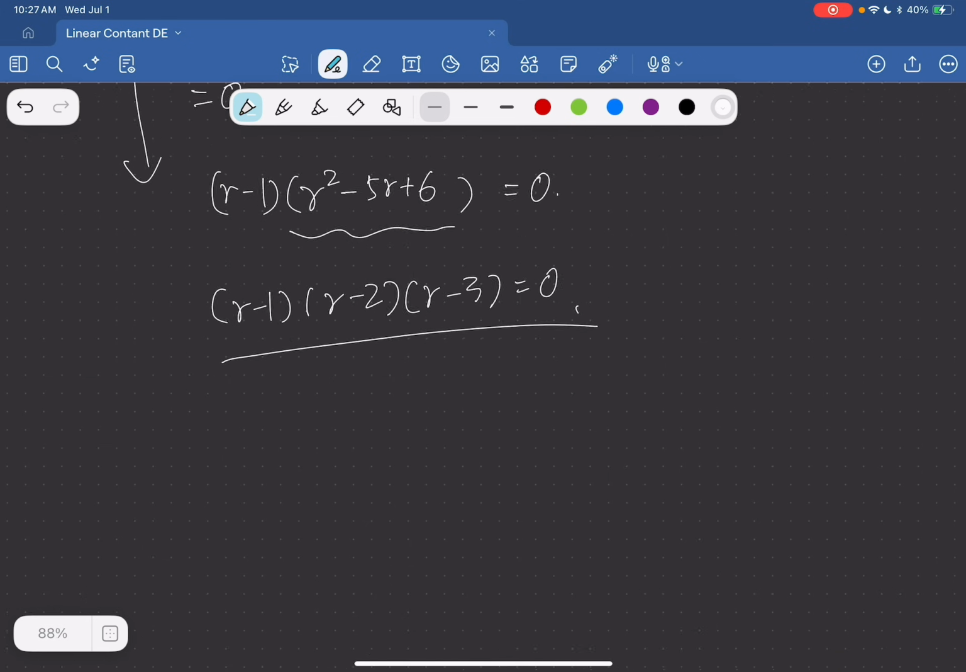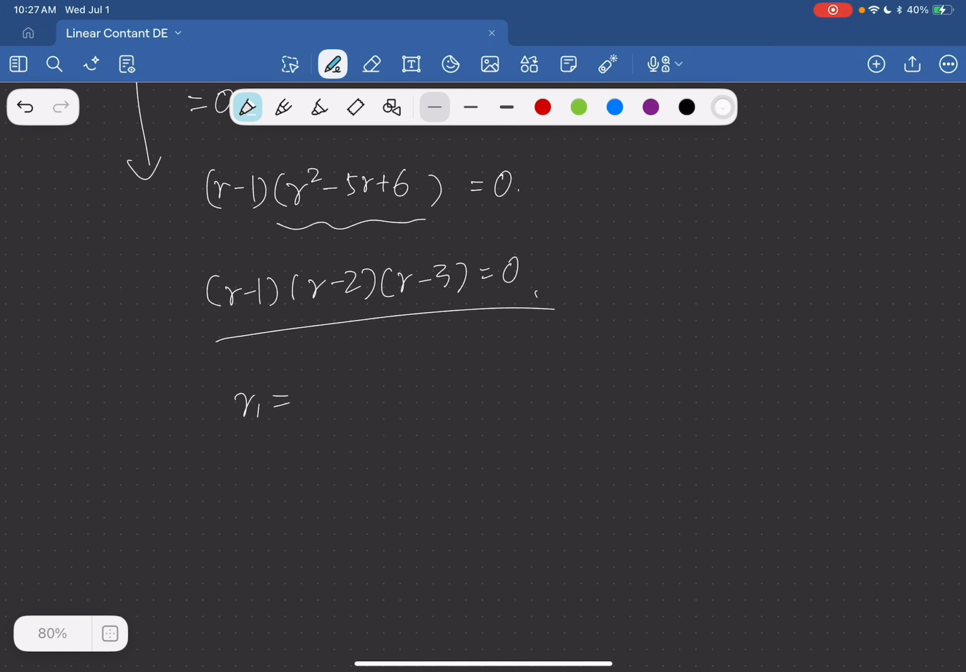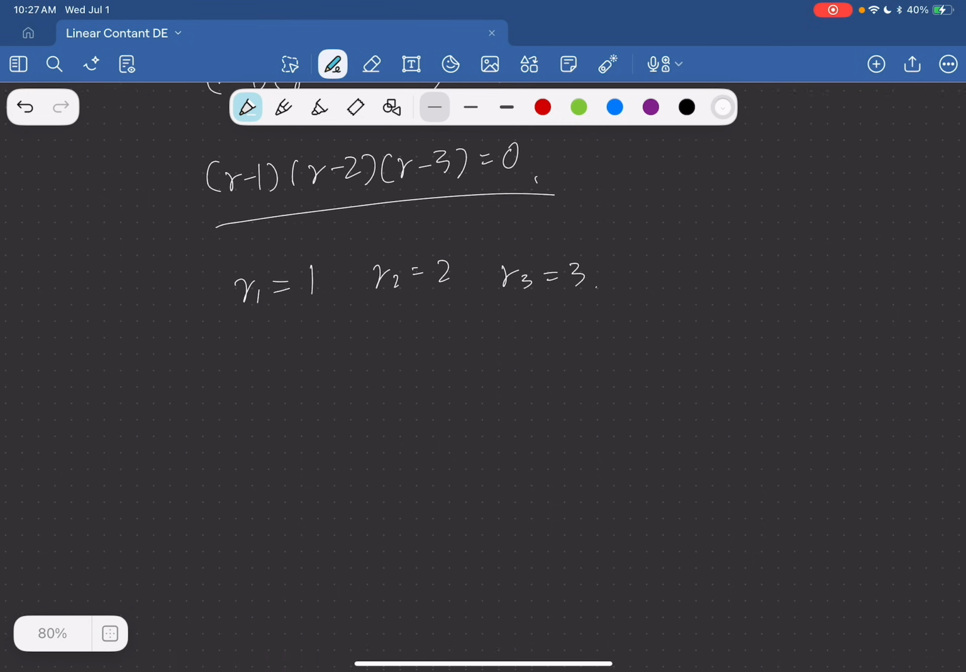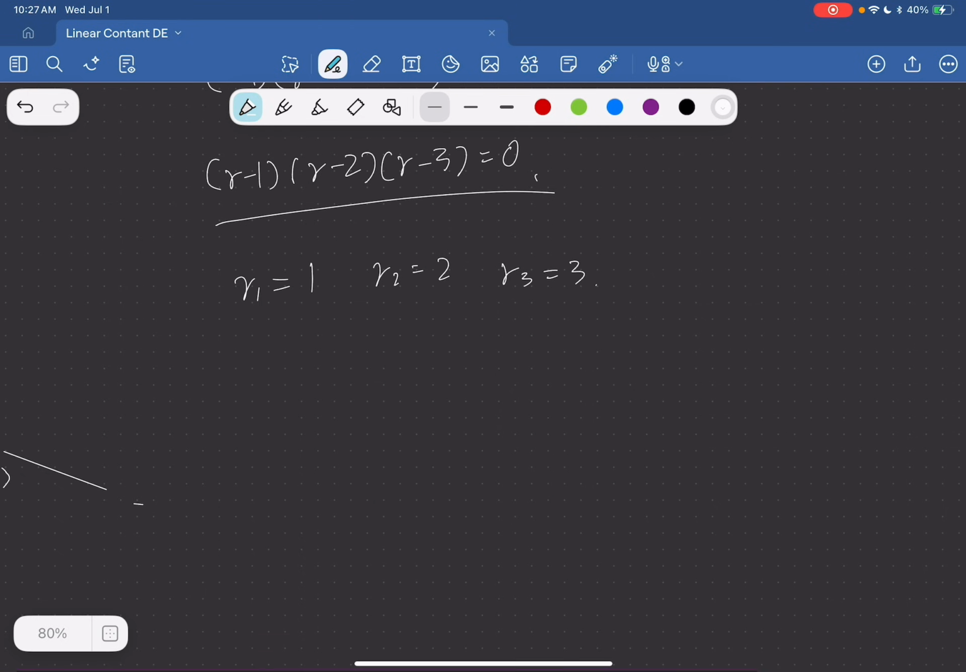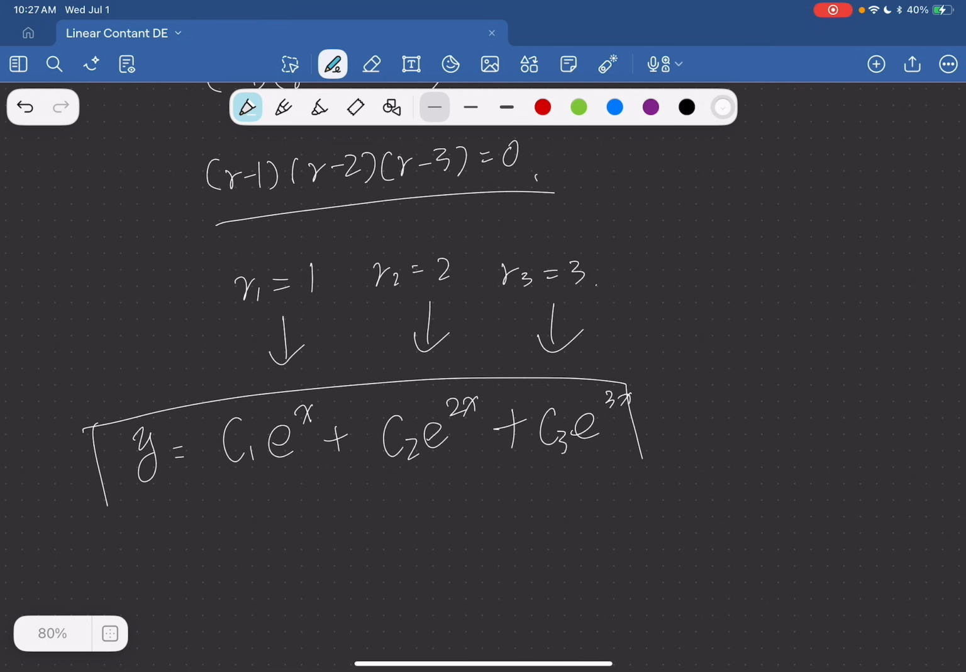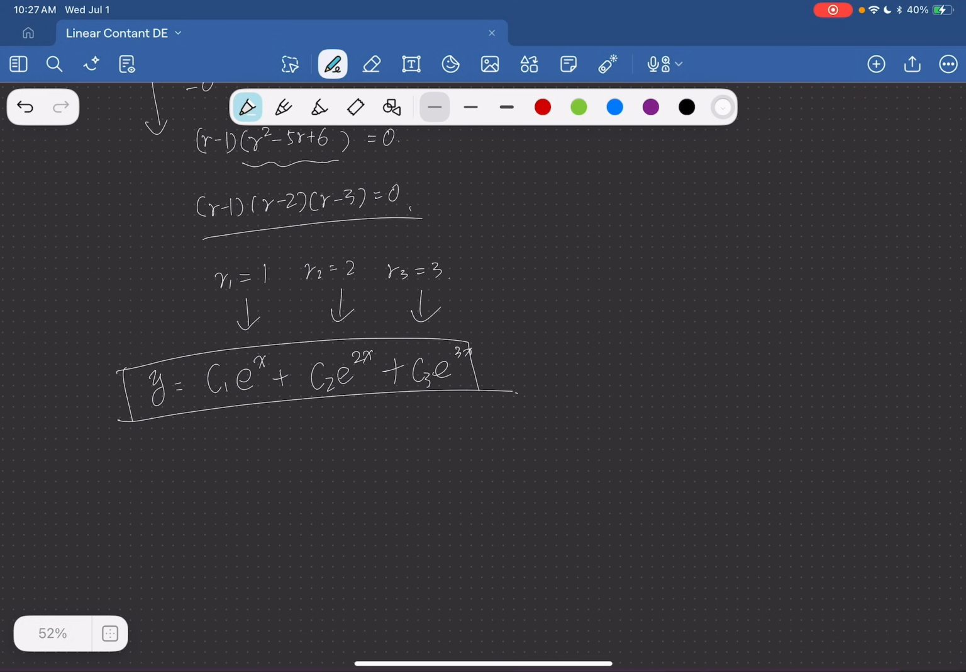In this root form, we can clearly see the three roots of this characteristic equation, and they are 1, 2, and 3. Then we simply write them into the exponential terms: e to the x, e to the power 2x, and e to the power 3x. We add constants to them because they are different independent solutions, and we eventually get the solution for this differential equation.